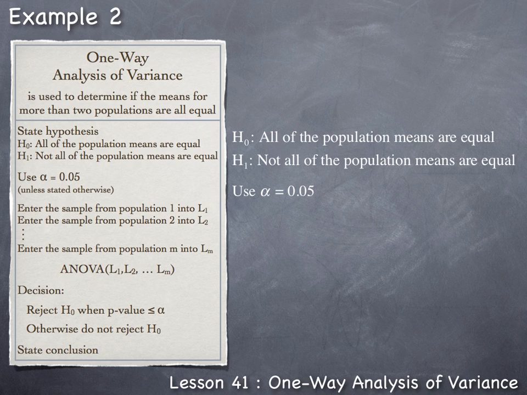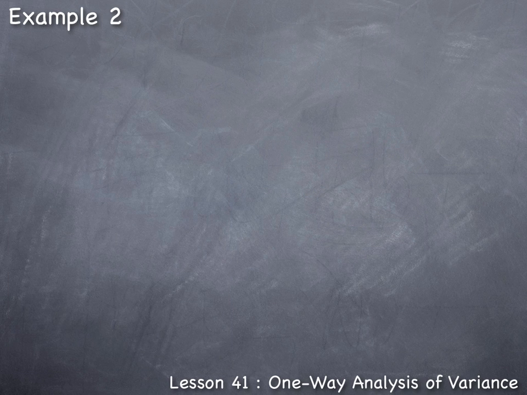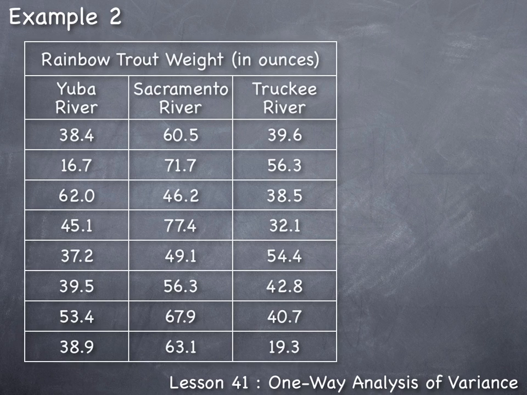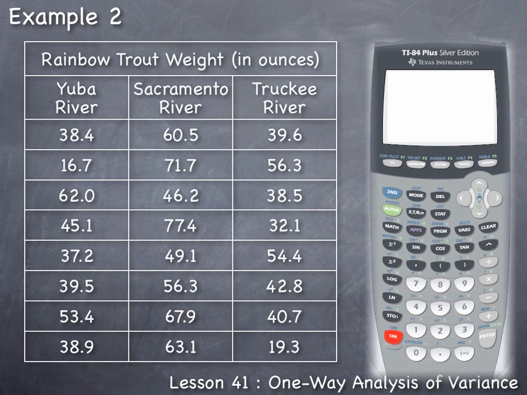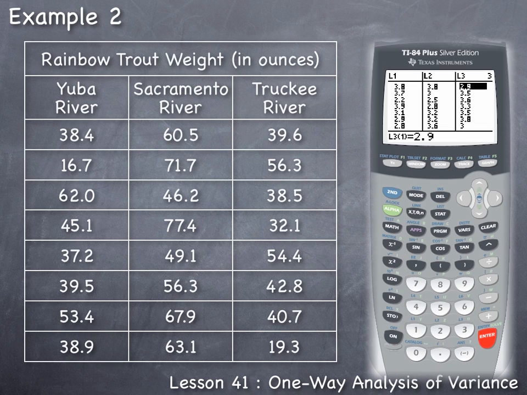Now we can use the TI-84 calculator to calculate the p-value to reach our decision. To do this, we need to enter the sample data into the lists. So here are the sample results of the weight of the rainbow trout caught in the first sample, the Yuba River, the second sample, the Sacramento River, and the third sample, the Truckee River. These sample values can be entered into the TI-84 calculator by pressing Stat and Enter to enter the list editor. And then we need to arrow up and press Clear Enter to clear out lists of old data to make room for the new data.